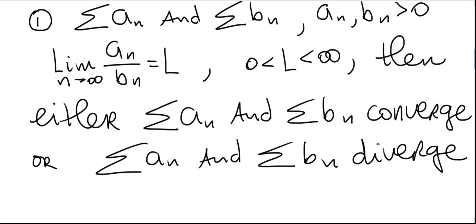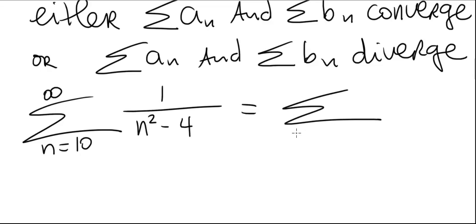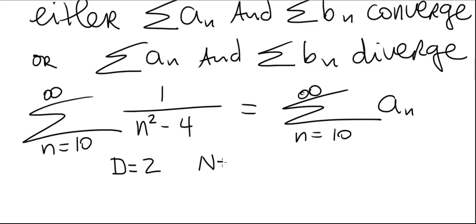So now we look at the series we're examining, the summation n equals 10 to infinity of 1 divided by n squared minus 4, and we'll call that our A sub n series. Now to select the B sub n series, we do the following. Let d be the highest power of n in the denominator. Since it's n squared, d is equal to 2. Let capital N be the highest power of n in the numerator. The numerator just has 1 in it, which means it's n to the 0 power. Now let's look at the difference d minus N, and we find that difference to be 2.